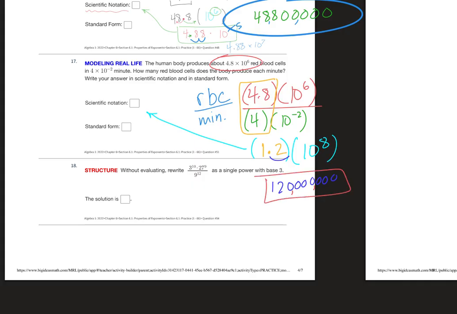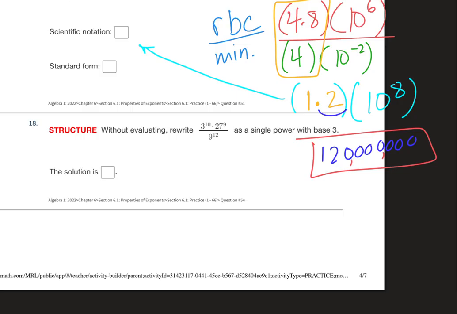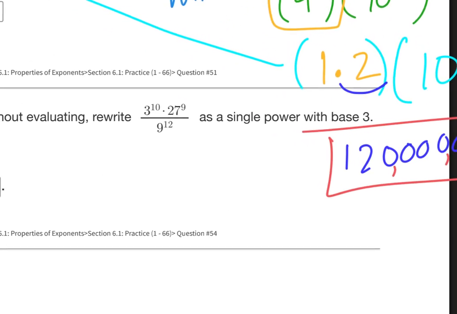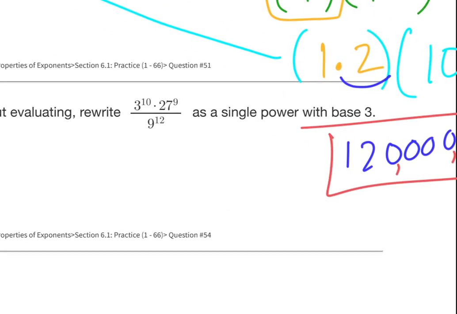Crazy, I tell you. Last one, without evaluating, rewrite that as a single power with base 3. You got it. This guy is already done. He's base 3. This guy, well, 3 squared equals 9. And 3 cubed equals 27. So, what I'm getting at here is this is really 3 cubed to the 9th power. And hey, check it out. We did that right there. This is 3 squared to the 12th power.